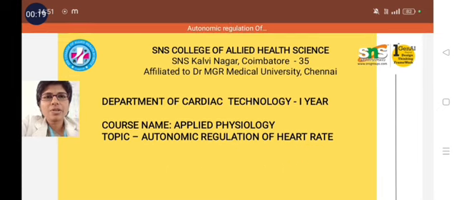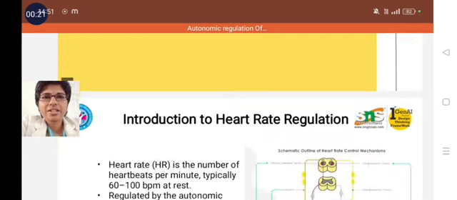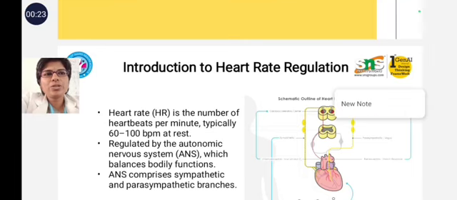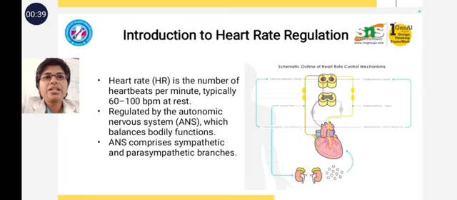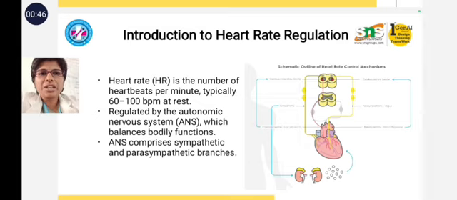The lecture video is about autonomic regulation of heart rate. So here is the introduction to heart rate regulation. Heart rate is the number of heartbeats per minute. The electrical activity of the heart is calculated per minute, that is 60 to 100 per minute at rest. It is normal for an adult, and it is regulated by the autonomic nervous system, which balances our body functions. Autonomic regulation is comprised of sympathetic and parasympathetic branches.